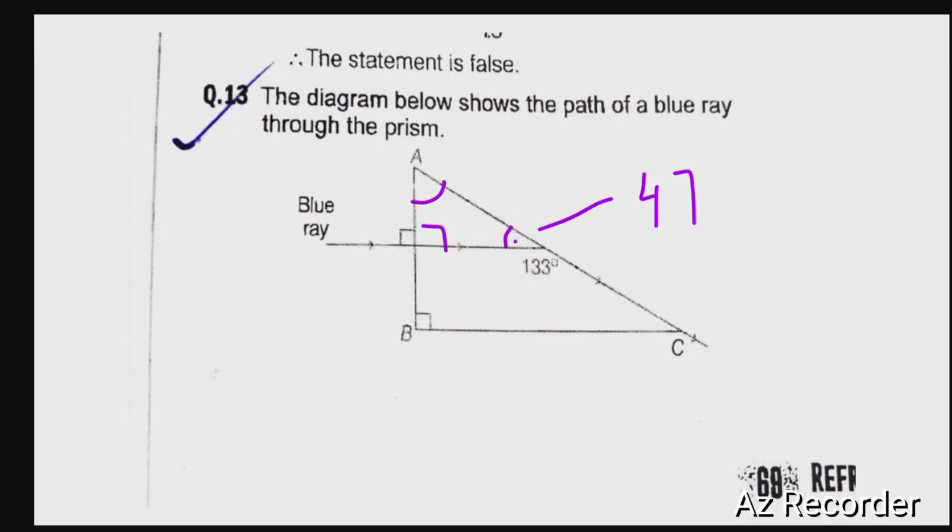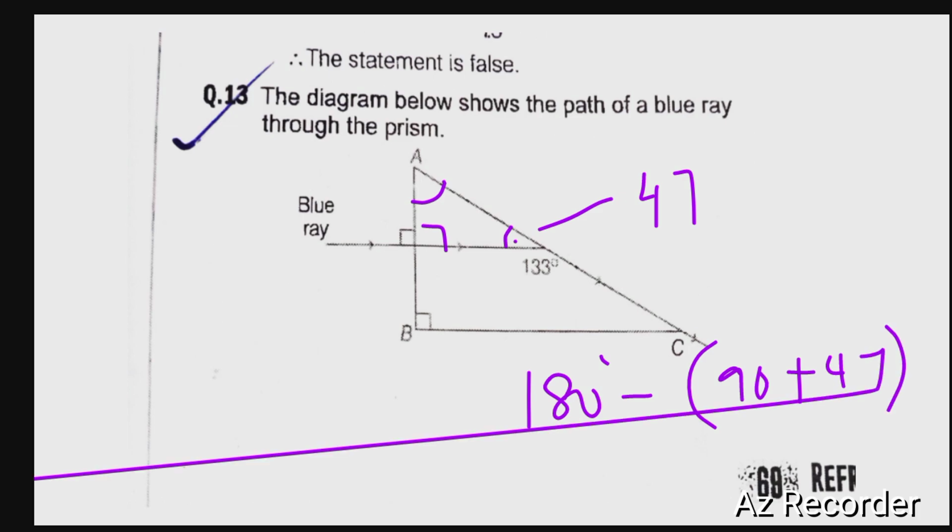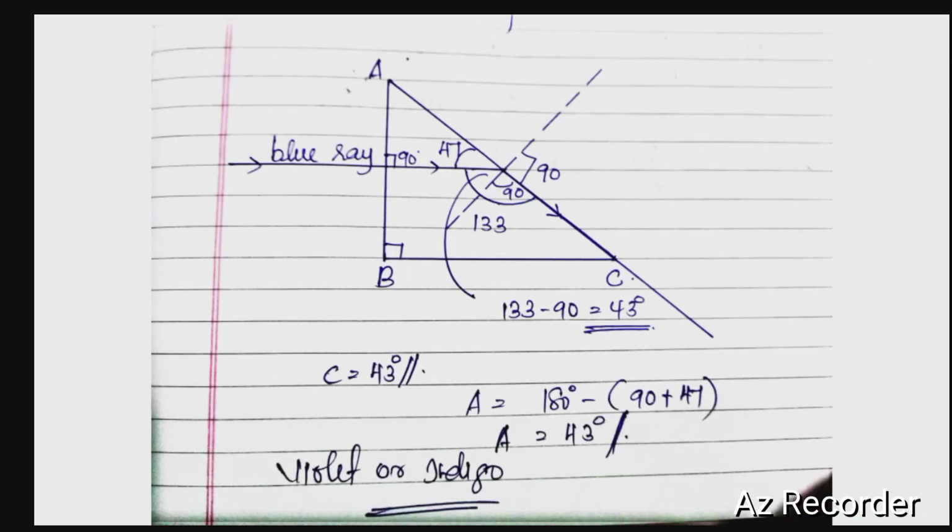So we need to calculate the angle of prism. We can use the angle sum property: 180 degrees minus (90 plus 47), which will be equal to 43 degrees. So the angle of the prism will be equal to 43 degrees. This is what I have indicated here. Since the total angle is 133, we know that this angle is 90, so correspondingly this angle is also equal to 90.